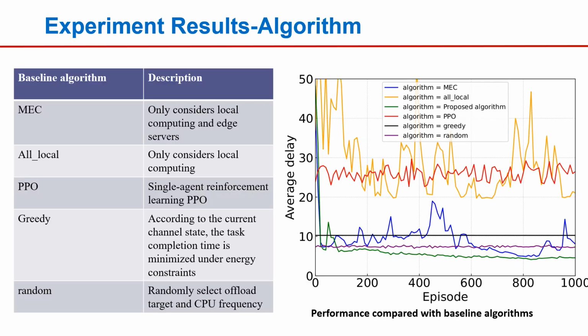The next part is the experimental results. The first is the comparison between our proposed algorithm and other benchmark algorithms. The description of the benchmark algorithm is shown on the left, and the experimental results are shown on the right. It can be seen that our algorithm has excellent performance while faster convergence.